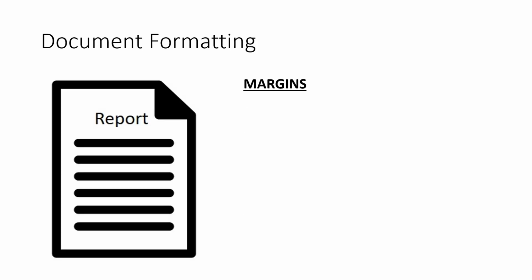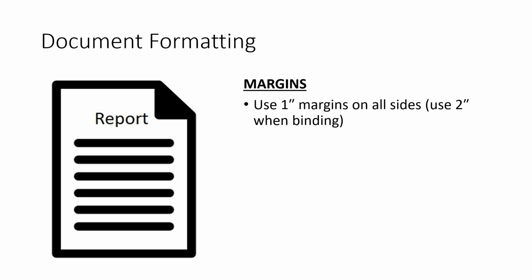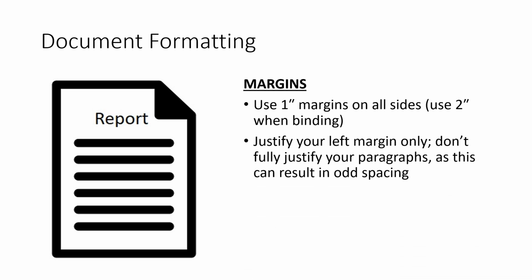So with document formatting, with the margins, just set up your Word document. You want 1-inch margins on all sides. If we're going to bind it, we'll use 2 inches, but we're probably not going to do that. Just use 1-inch margins. That means that you come in 1 inch from the side of the paper, and that's where your words are going to start and finish. We don't justify, we'll justify our left margin only. If we get too crazy with this, you can get weird spacing.